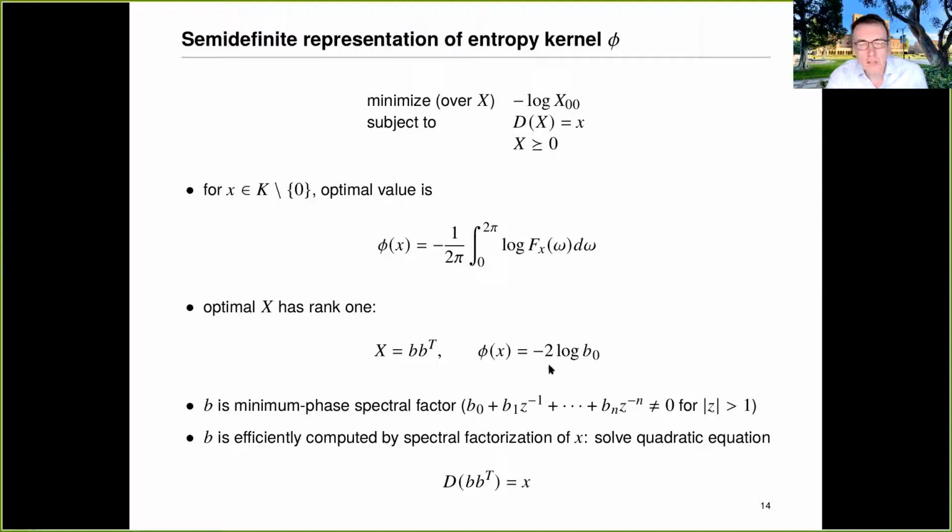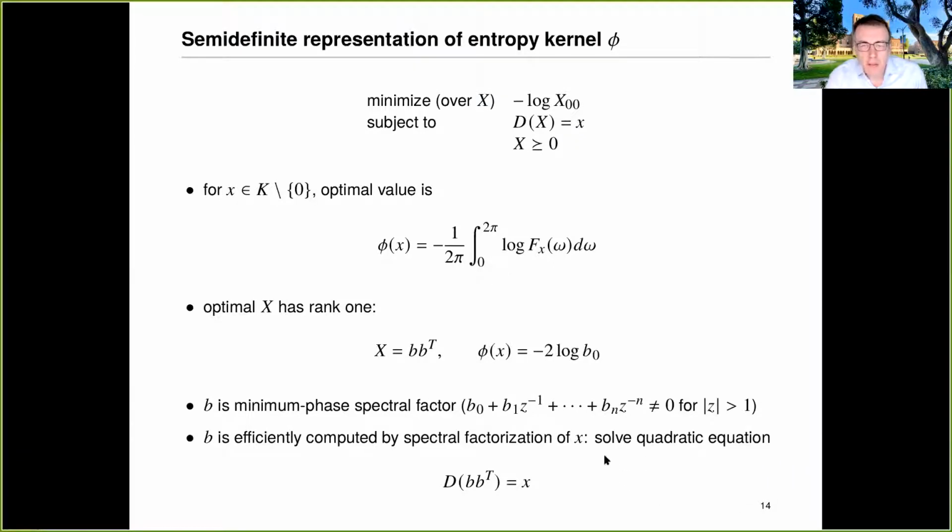And then, of course, minus 2 log b0 would be the cost function. The b here is known as the minimum phase spectral factor of the coefficient vector x. Meaning if you form this polynomial with coefficients b, you have a polynomial in z inverse that's non-zero for z outside the unit circle. And so this is a semi-definite representation. In practice, there exist very efficient methods for solving this directly.